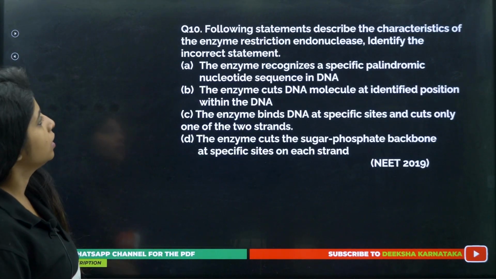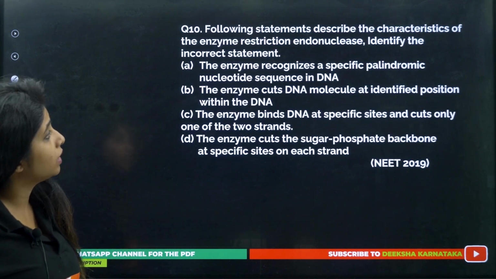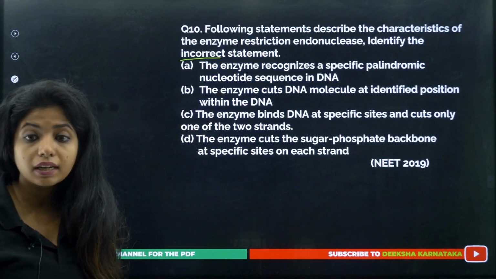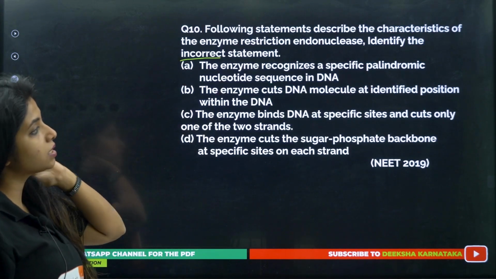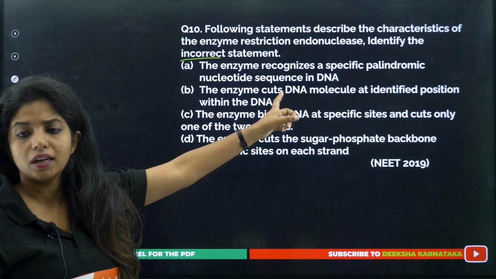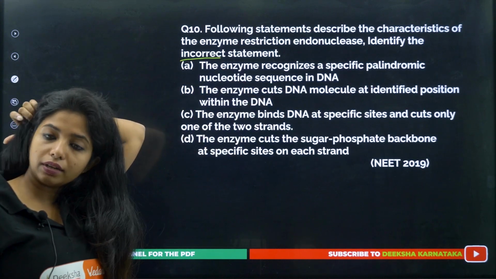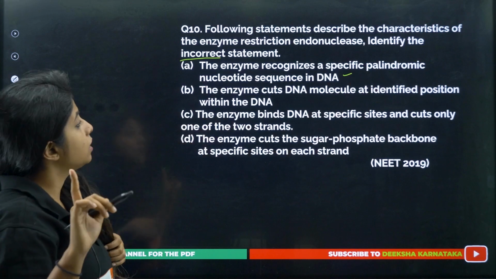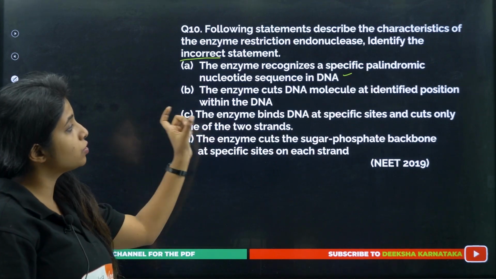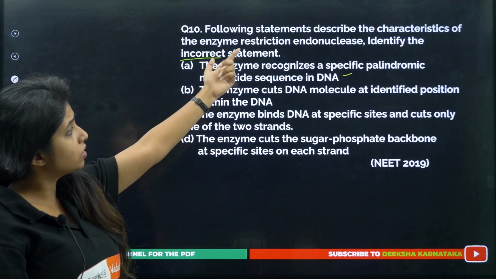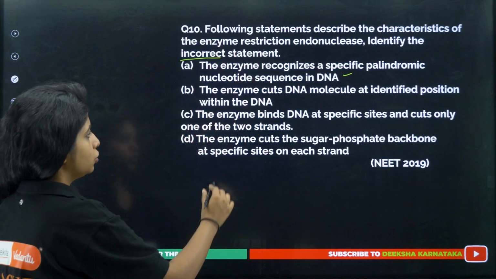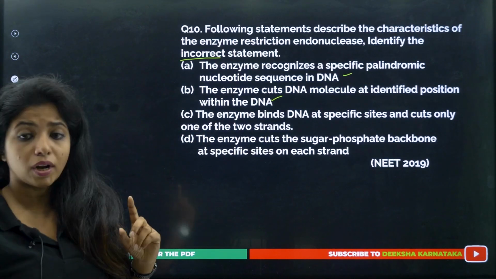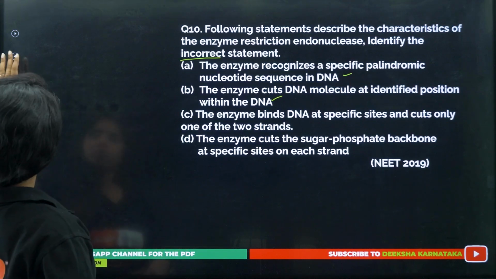Still. Now next question. Following statements describe the characteristics of the enzyme restriction endonuclease. Identify the incorrect statement. You have to find the incorrect statement. So the enzyme recognizes a specific palindromic nucleotide sequence in the DNA. We know that. It definitely recognizes a palindromic sequence. So this is correct. Okay, we have to find incorrect. The enzyme cuts DNA molecule at identified position within the DNA. Yes, it can. Because it's a restriction endonuclease, it can cut within the DNA, so that is also fine. The enzyme binds DNA at specific sites and cut only one of the two strands. Is it true?